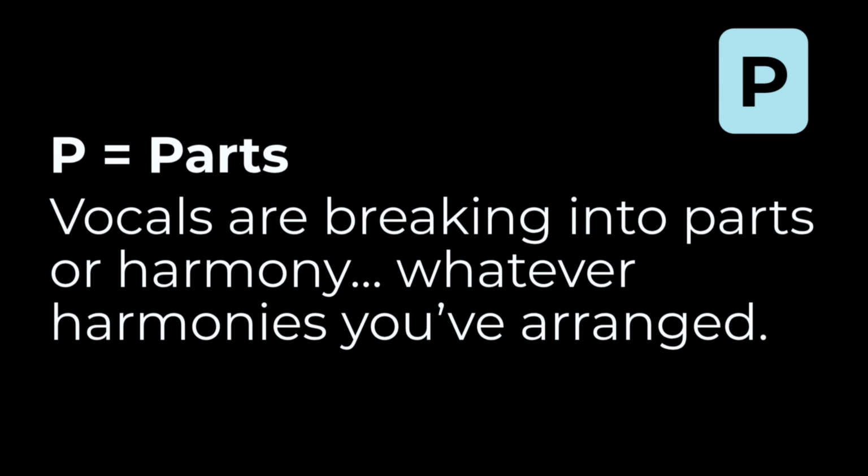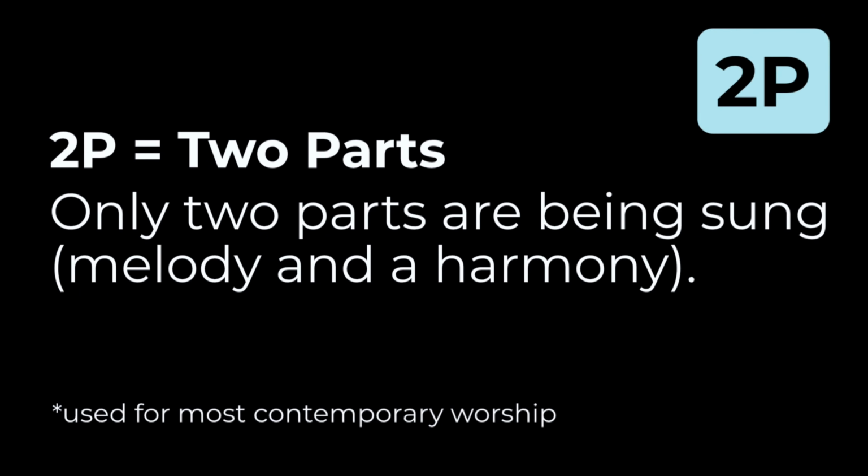The next vocal map section is P for parts. This means you're breaking into parts or harmony, whatever harmonies you've arranged. The hand signal for parts during rehearsal would be three fingers on its side. Now, if you want even more layering, you can specify two-part harmony or three-part harmony. And we do that with a 2P, meaning only two parts are being sung.